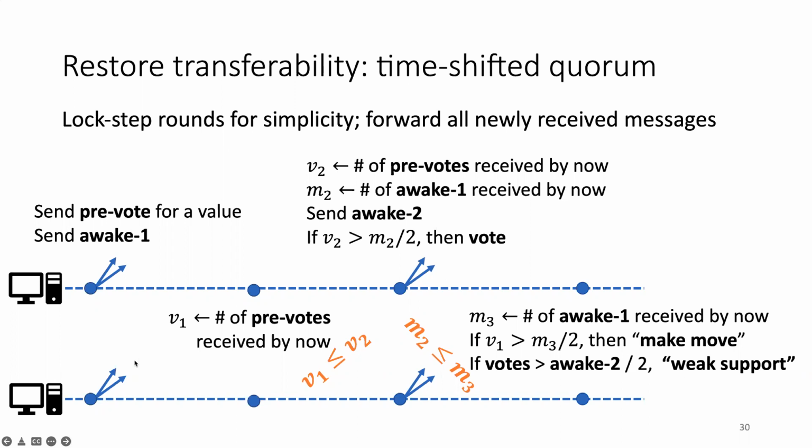The assumption here is that we cannot disappear throughout the process. So honest nodes that voted awake 1, do they still have to be there till the end? No, anybody can leave at any point.